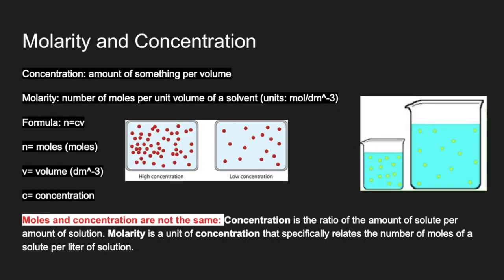Now, we can find the volume of hydrochloric acid required. But first, I must introduce you guys to the concept of molarity and concentration. Concentration is the amount of something per volume. On the other hand, molarity is the number of moles per unit volume of a solvent. The general equation is n equals CV. n is the number of moles, V is volume, and C is concentration.